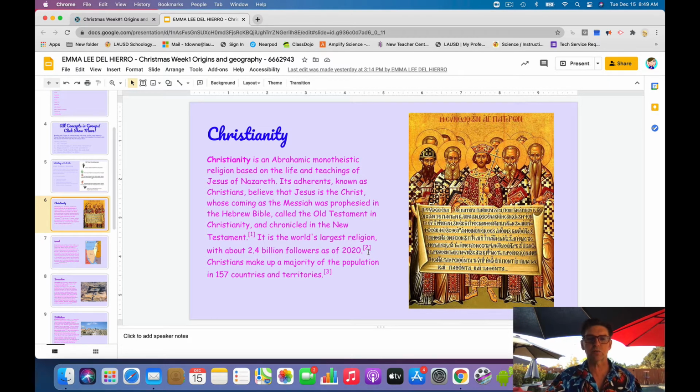Good research. I was wondering that. Christians make up a majority of the population in 157 countries and territories. So I was not sure if it was Islam or Christianity or even Hinduism, because those three are probably the three largest as far as people go. But here we go, 2.4 billion as of 2020. Great research, recent research, good job.